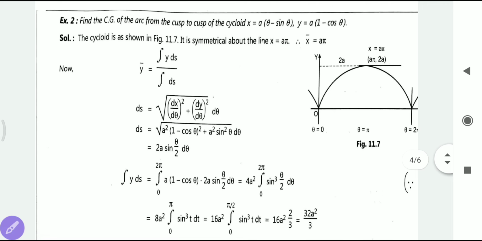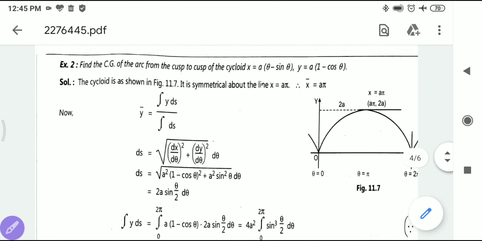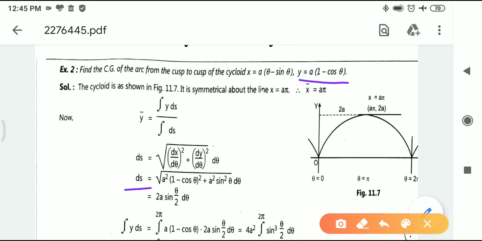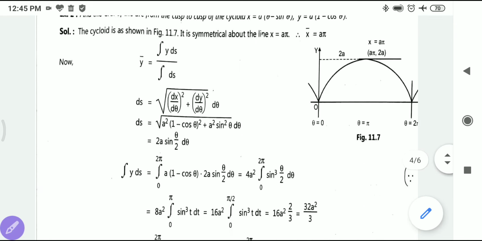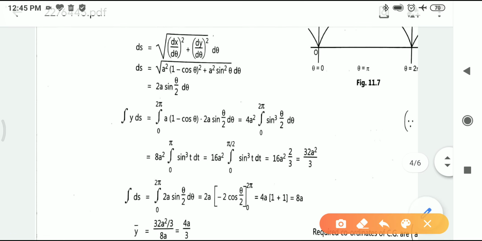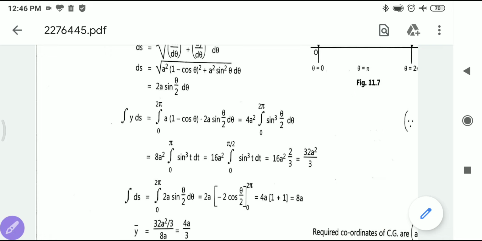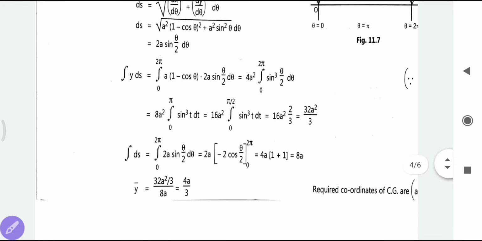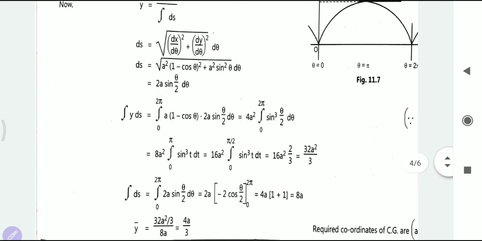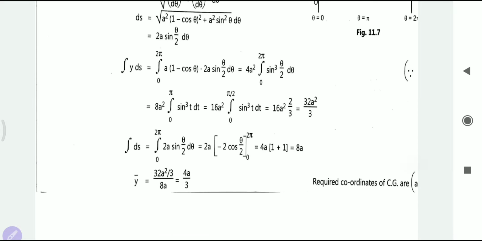y is given in the problem. This is your y and this is your ds. So we are going to find out the integration of it, and the integration of that will be 32a square by 3, and then we put these values in the formula of y bar. When you put the values there, you are going to get the answer as 4a by 3. So your center of gravity will be a pi comma 4a by 3.